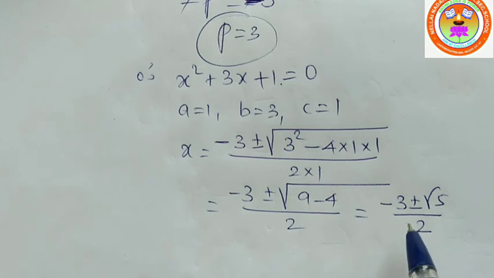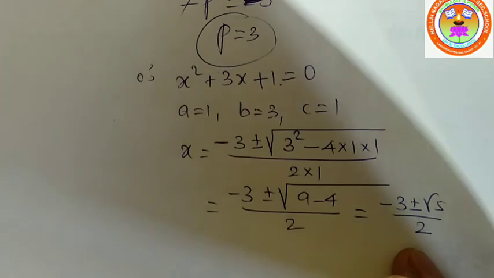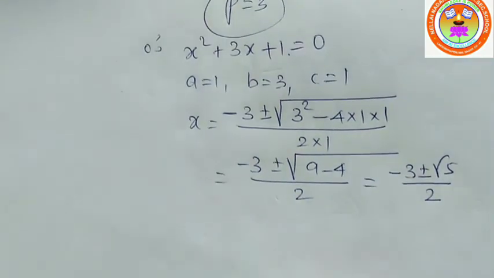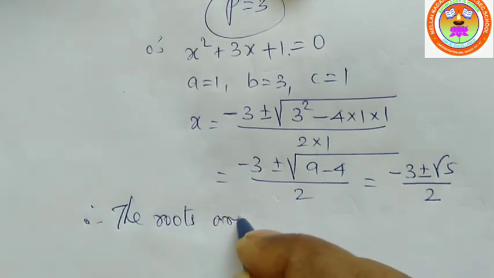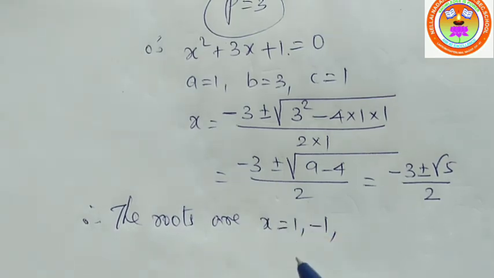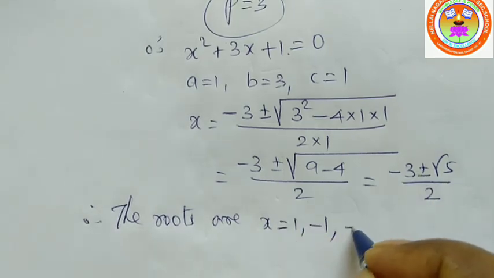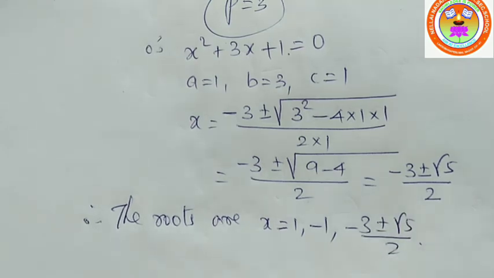So here we are getting 2 roots, right? One is minus 3 plus root 5 by 2. Another one is minus 3 minus root 5 by 2. So the 4 roots are x is equal to 1, minus 1. These 2 roots we got in the beginning. Here we have 2 more roots, that is minus 3 plus or minus root 5 by 2. Hence we completed question number 5, the 2 subdivisions.